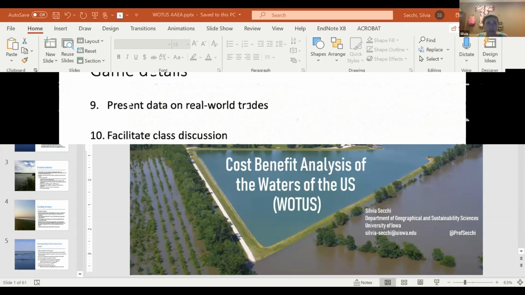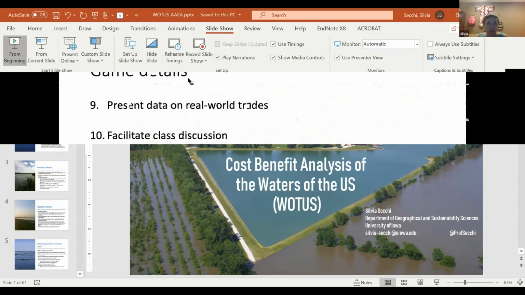Can you guys see my screen? Yes. All right, let me move this out of the way and start the slideshow.